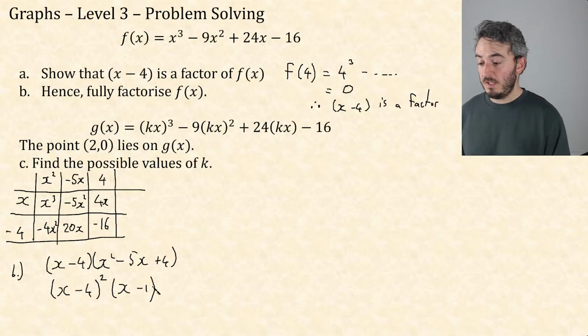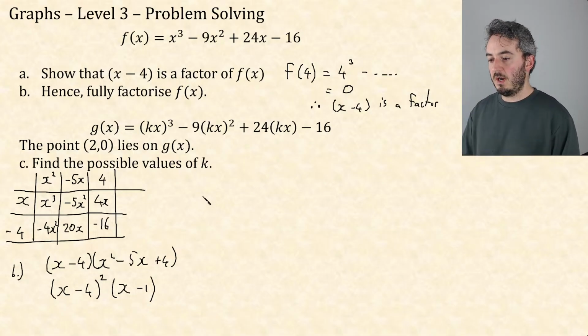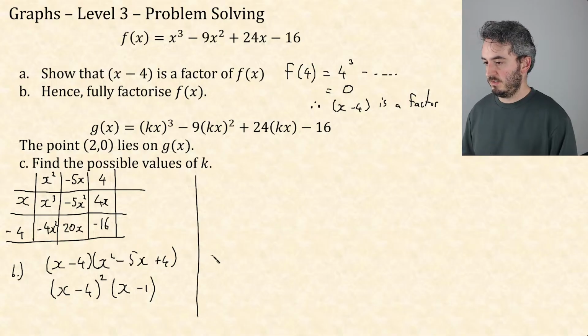So there's the fully factorized form. Okay, now onto the tricky problem solving bit. The point (2, 0) lies on g of x. Find the possible values of k. Okay, a sketch is going to be very, very useful here.